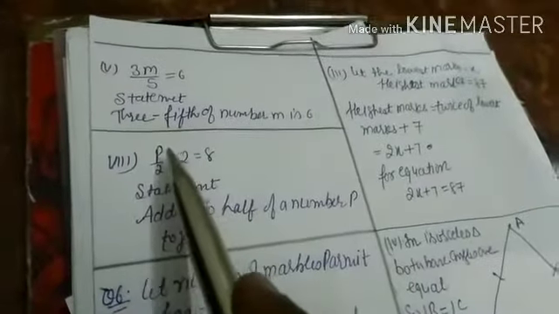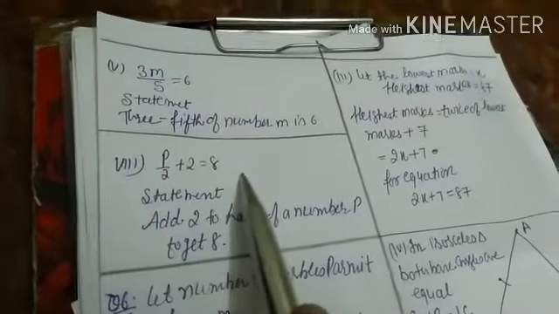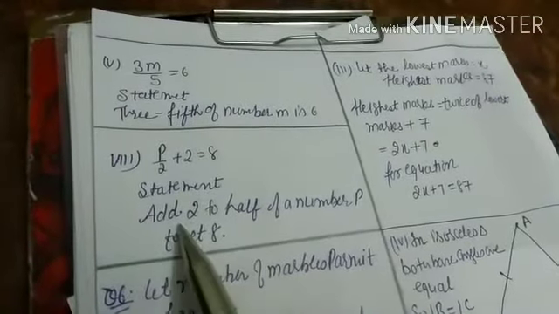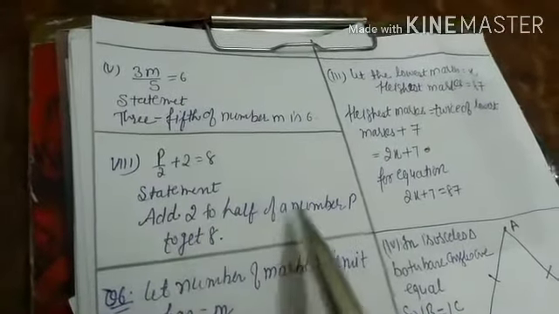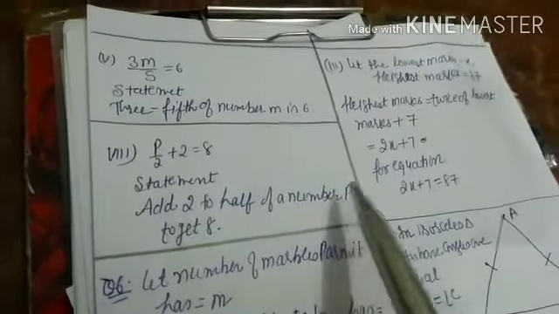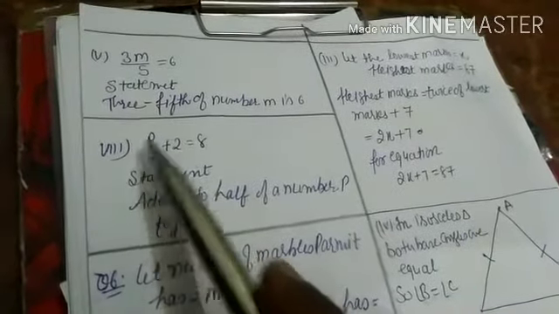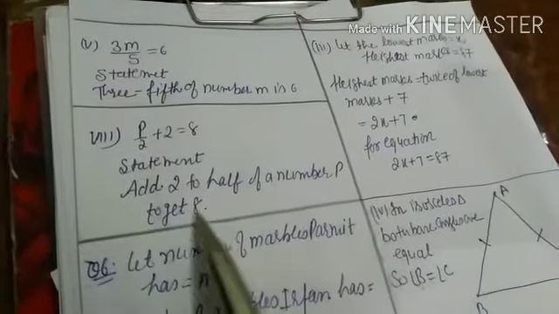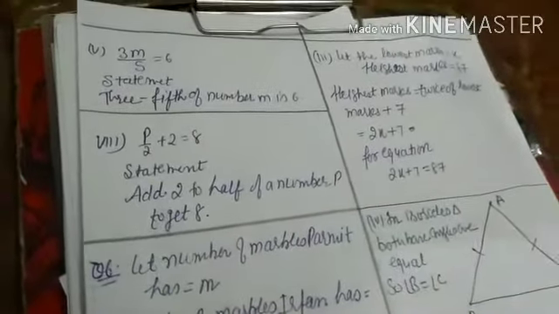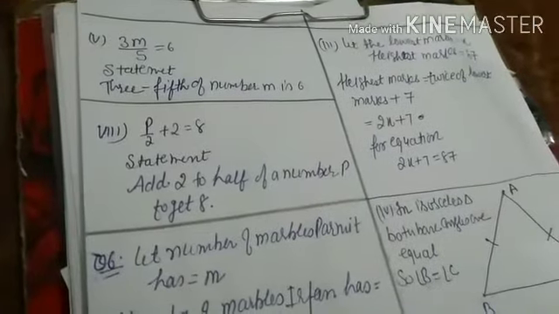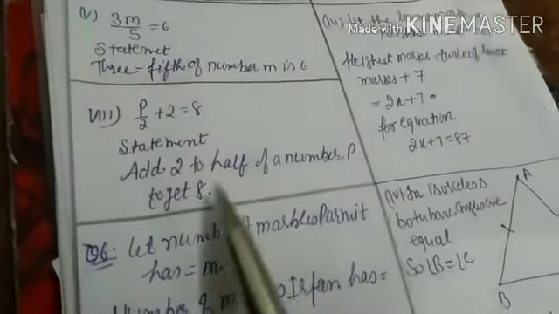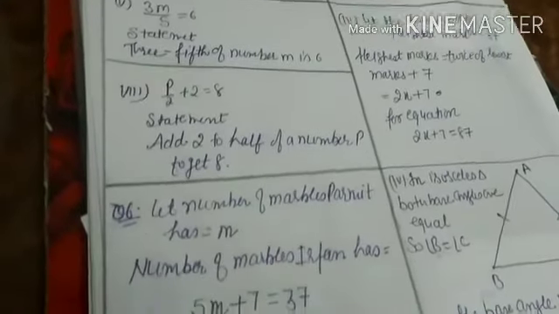Similarly, p by 2 plus 2 is equal to 8. So add 2 to the half of a p. Half means any number divided by 2. So add 2 to the half of a number p to get 8. This can also be a statement for the given equation. This is how to represent a given equation in a statement.